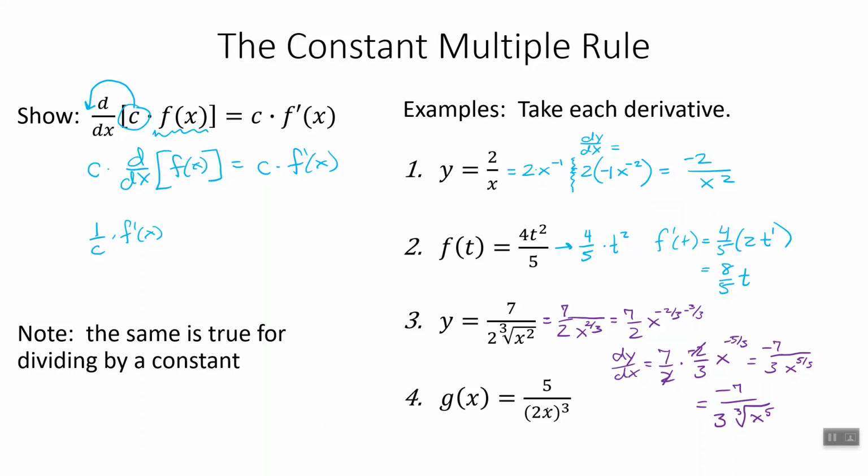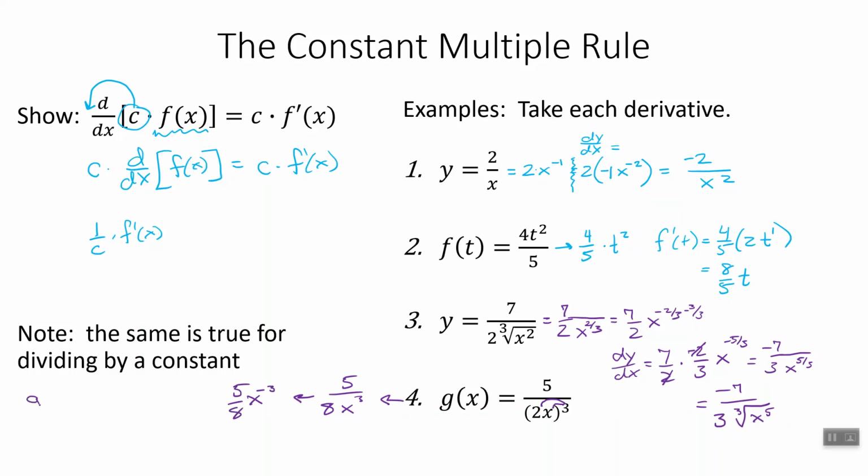All right, last one here, number 4. There's a 2 inside. We got to get rid of that. So we need to distribute the 3 to everything down here. So if we distribute that, we get 5/2 to the 3rd, which is 8, and x to the 3rd. Now we want to rewrite that. We don't want x on the bottom, we want x on the top. So 5/8 times x to the negative 3rd. When we bring the x up, it becomes x to the negative 3rd.